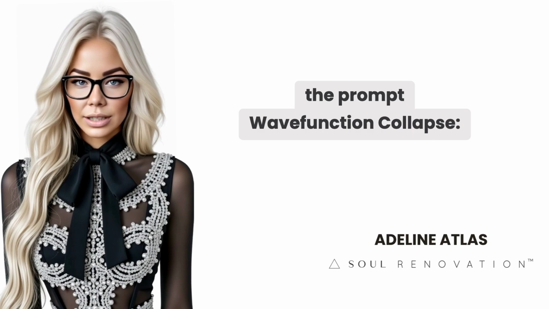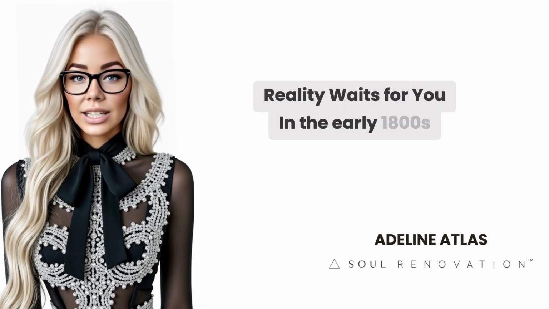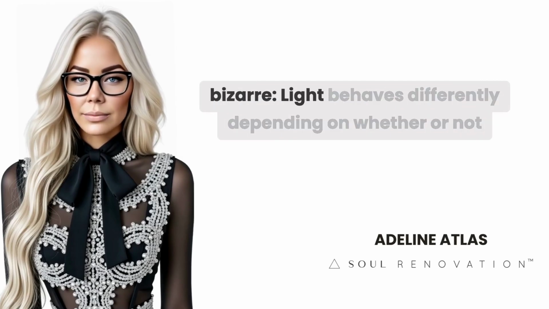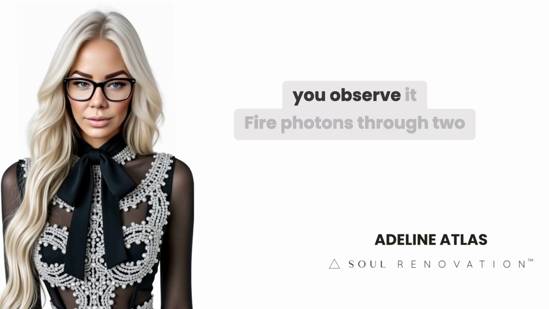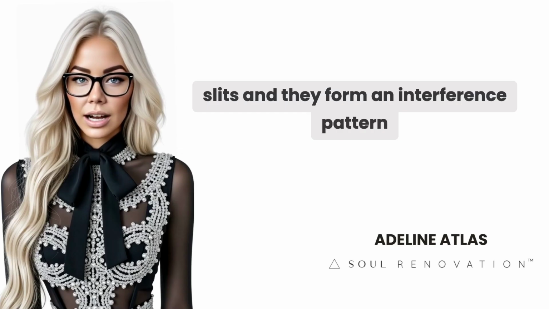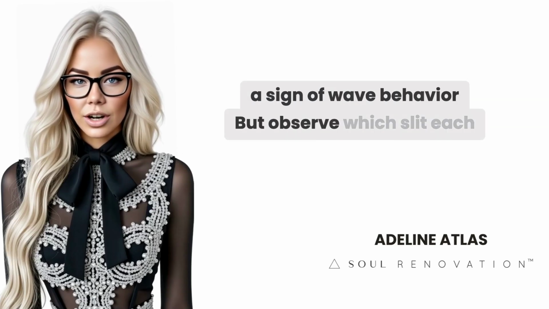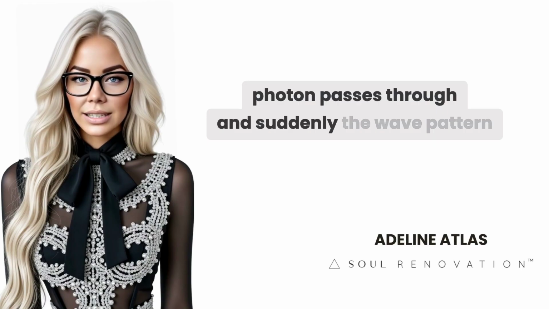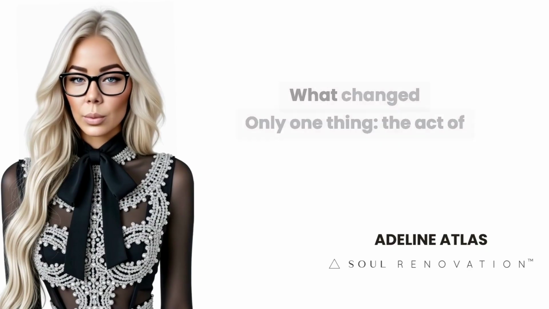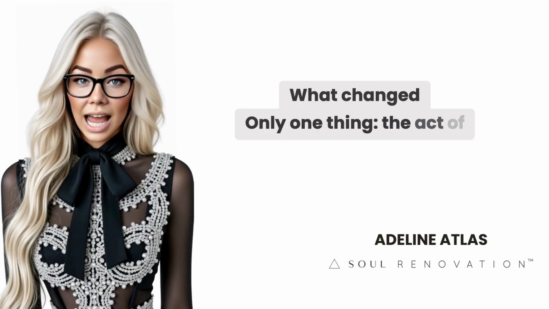Wave function collapse. Reality waits for you. In the early 1800s, Thomas Young's double-slit experiment exposed something bizarre. Light behaves differently depending on whether or not you observe it. Fire photons through two slits, and they form an interference pattern, a sign of wave behavior. But observe which slit each photon passes through, and suddenly the wave pattern vanishes. The particles act like, well, particles. What changed? Only one thing: the act of observation.